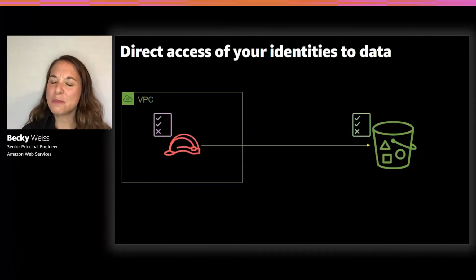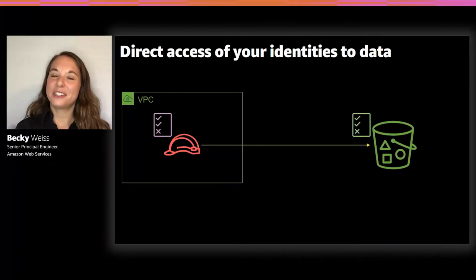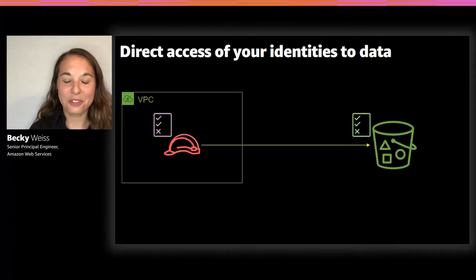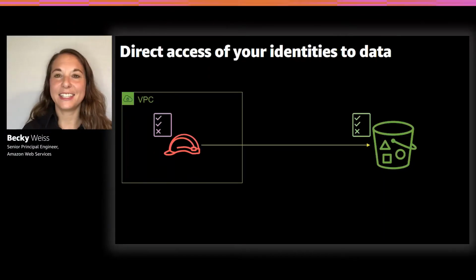The first is kind of what we've been talking about. An IAM identity, like a role, is accessing data. There are some permissions policies that need to authorize it. And this is what I would call direct access, an identity directly accessing the data that it needs.